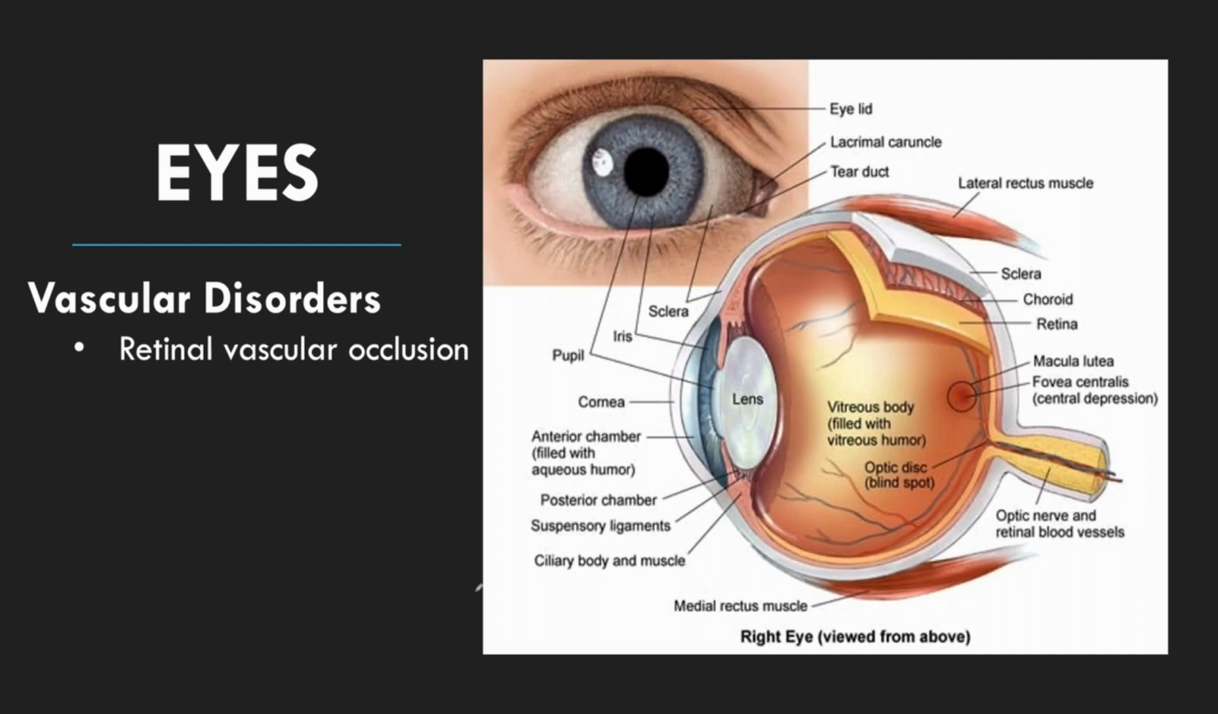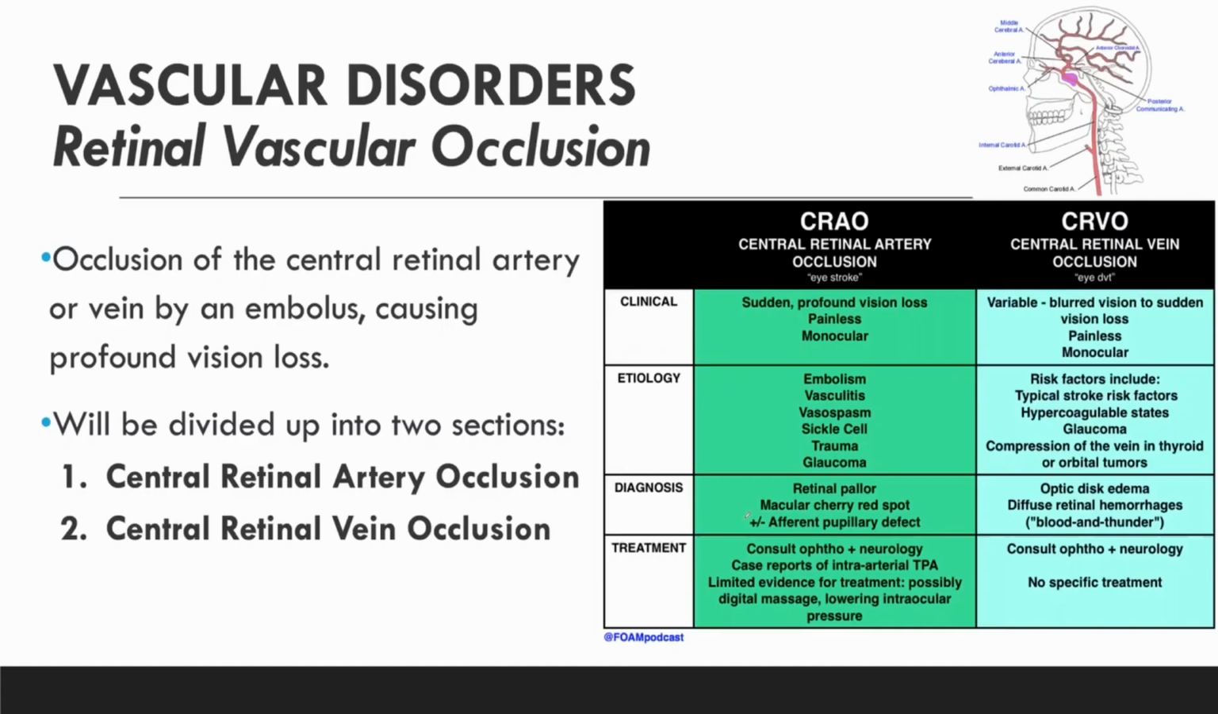All right, coming back, we have vascular disorders. Within the eye, the eye itself and the inner structures of the eye are supplied by vessels that come in through the optic nerve area. The major vessel is the ophthalmic artery. It is a branch off of the internal carotid. It's actually the first branch.